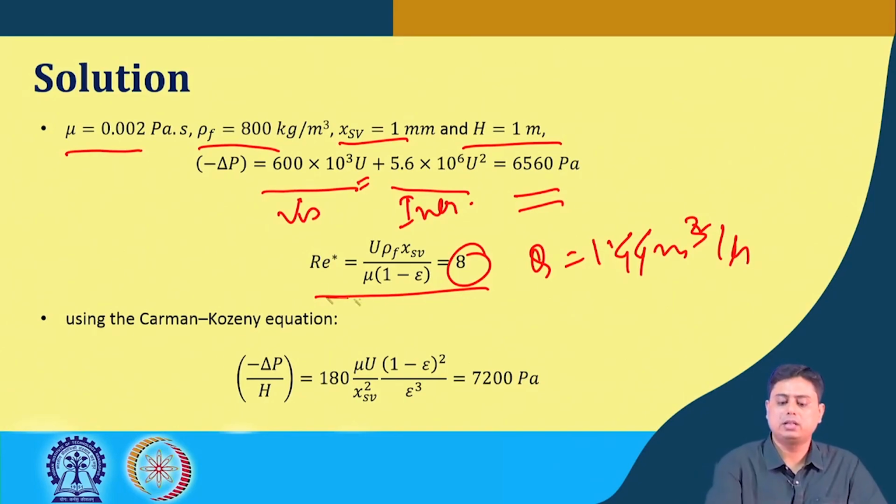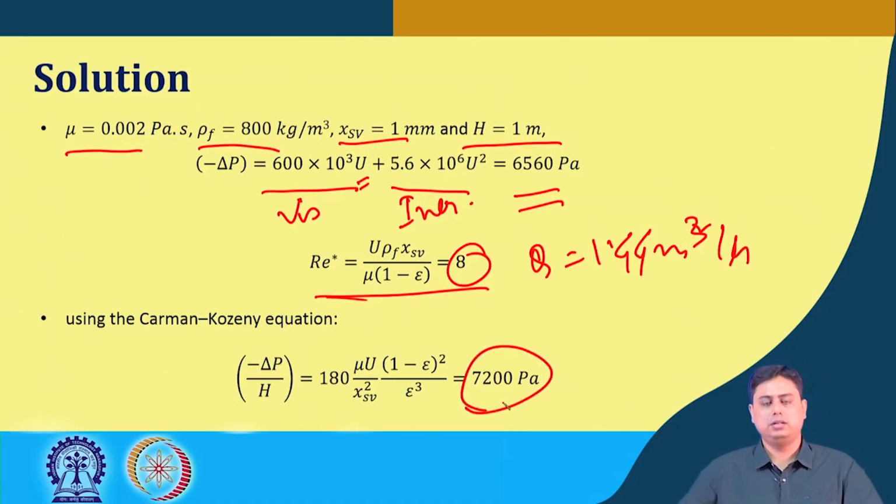we have the Reynolds number as 8, which means it is in the laminar region, and in the laminar region we could have applied the Kozeny-Carman equation. If we apply that, we get 7200 Pascal. Del P by L is the pressure gradient, the pressure drop per unit depth or per unit height.